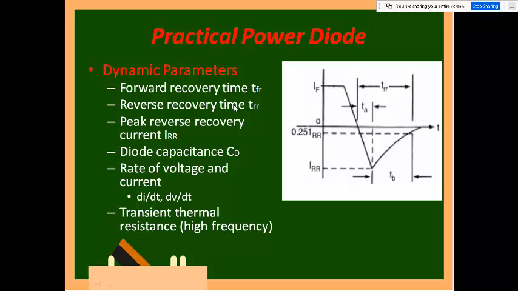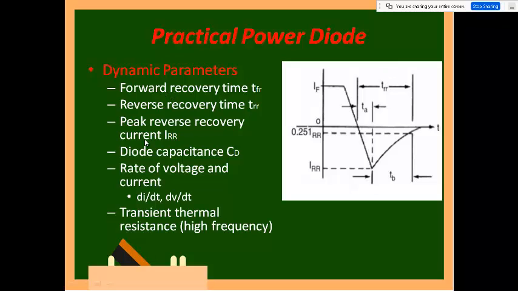Reverse recovery time is when the device is on and I reverse the polarity. The device has to go to reverse bias condition, and the time it takes to reach reverse bias from the forward bias condition is called reverse recovery time. At this instant I turn off the device, which means current is 0. But it will not stop here. Current will keep reducing, go in the negative direction, and then slowly come back to 0, and this time is called reverse recovery time. We call it TRR.